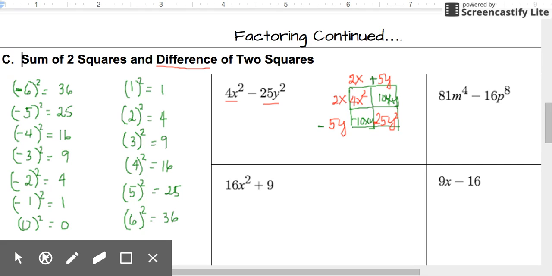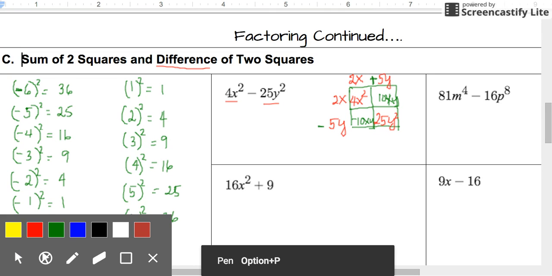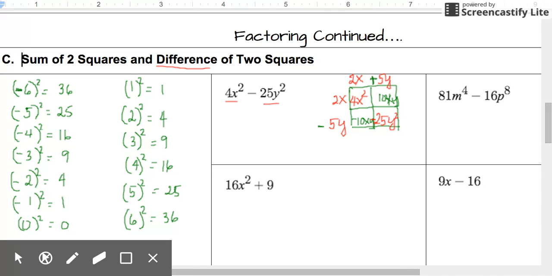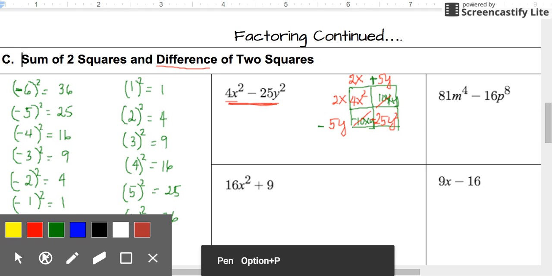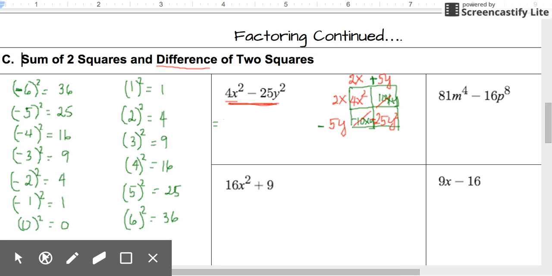And let's double check. 2x times 2x is 4x squared. 2x times 5y is 10xy. Negative 5y times 2x is negative 10xy. And negative 5y times positive 5y is negative. I forgot to put the negative earlier, so it should be negative 25y squared. So if we get the area, it's going to be equal to this polynomial that we have here. Now we found the factors. The factors are 2x plus 5y times 2x minus 5y.